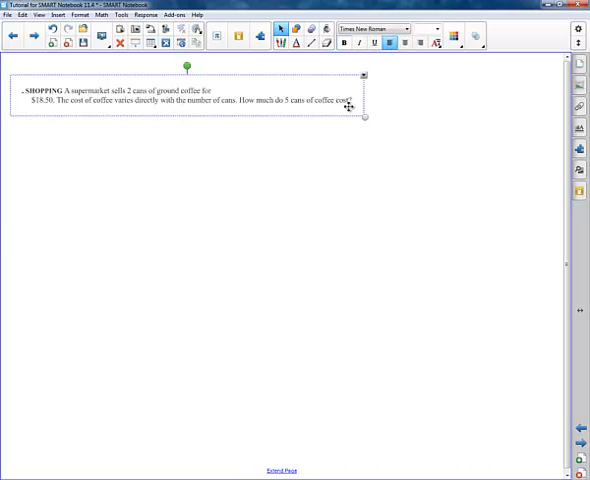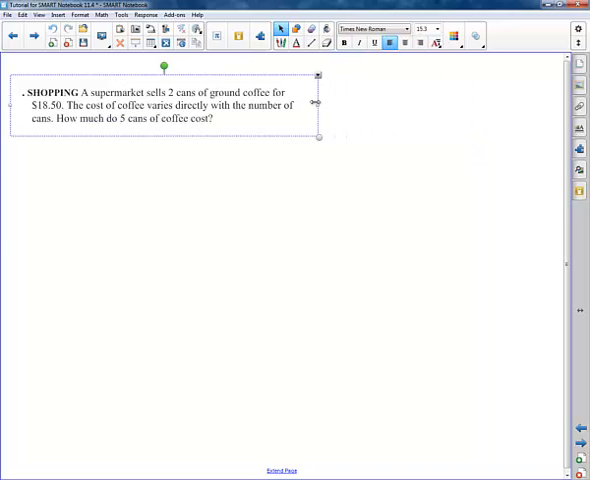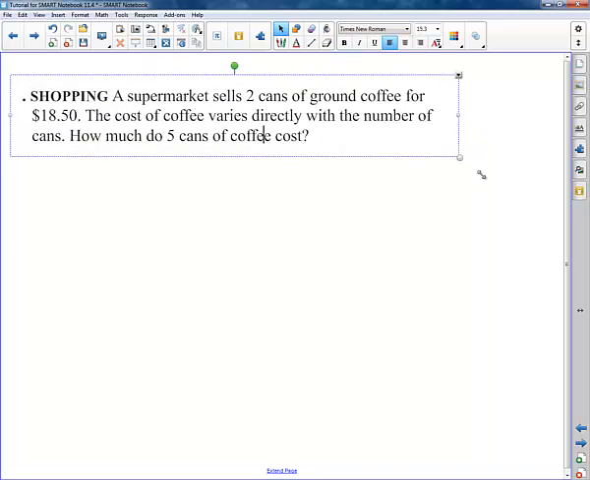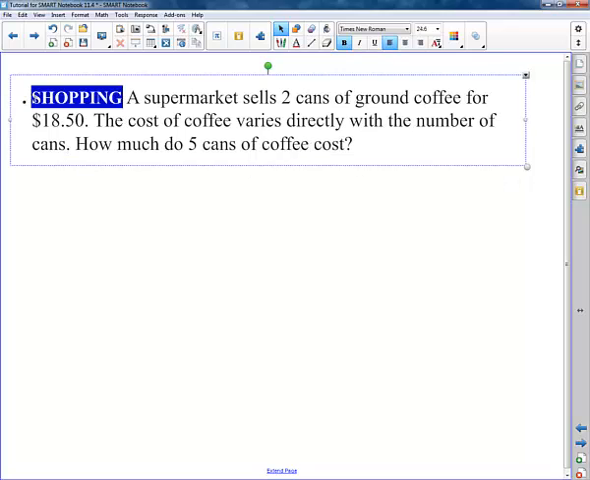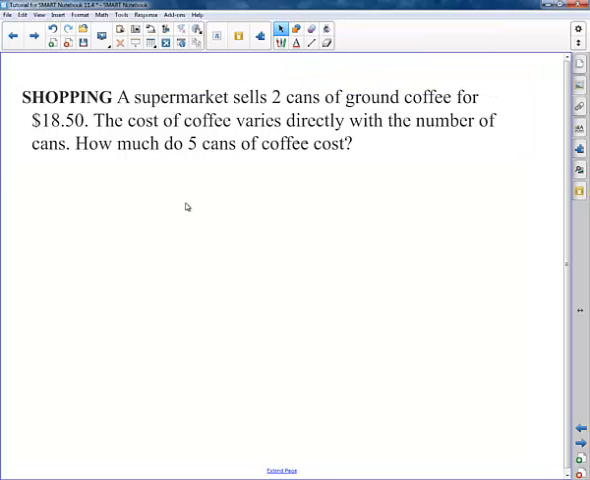Okay, here's one right out of the test. Some of you may recognize this, hopefully. Okay, so if you would please write this down. We're going to go over how to complete this. I'll give you a little bit of time here.